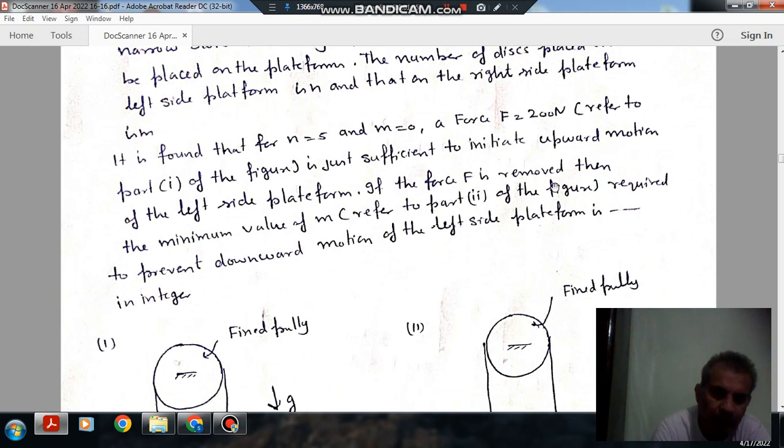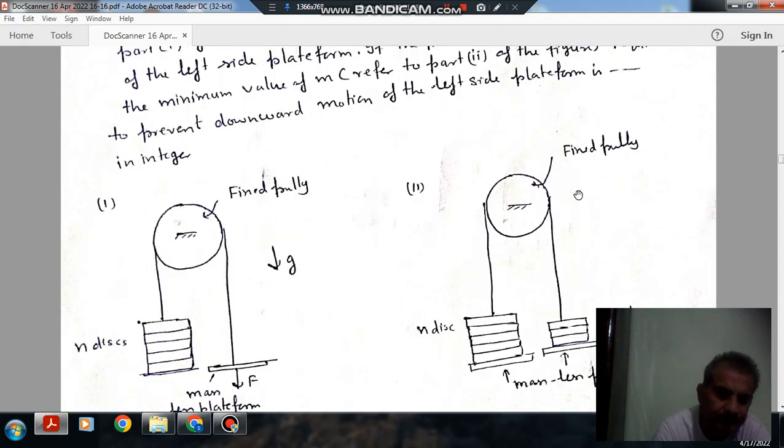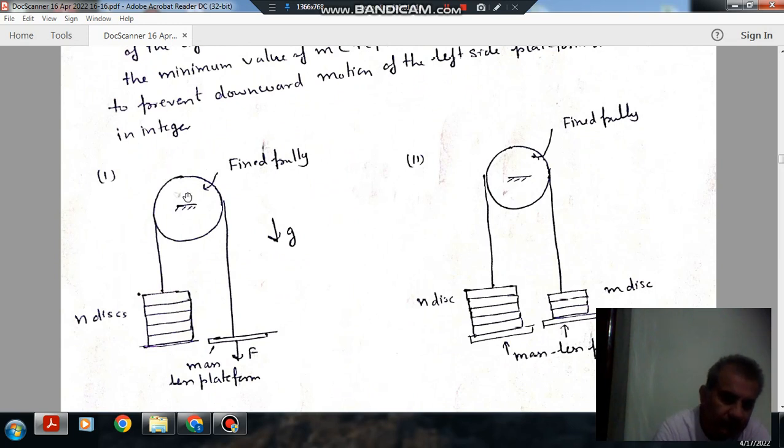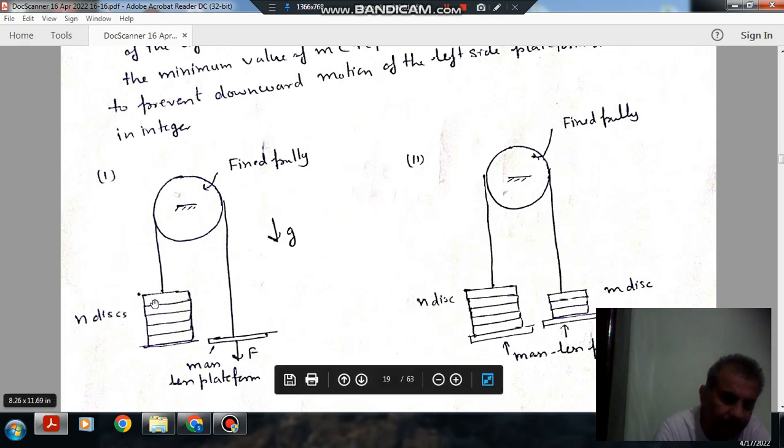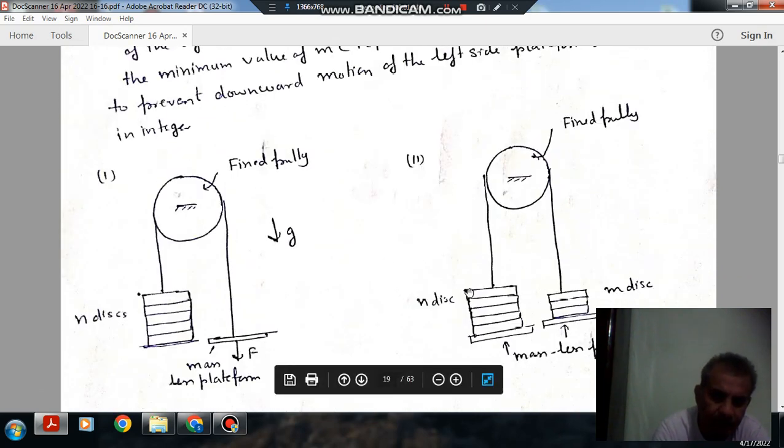If force F is removed, then the minimum value of m, referred to part 2 of the figure, required to prevent the downward motion of the left side platform is, in integer. So this is the first case, with a fixed pulley and F applied, and there are n number of discs, so n is 5. And this is the second case, when the force has been removed and m number of discs have been placed. These platforms are massless, to prevent its downward motion.